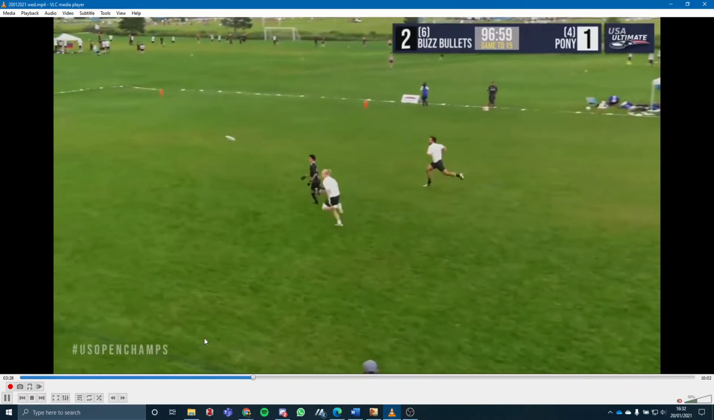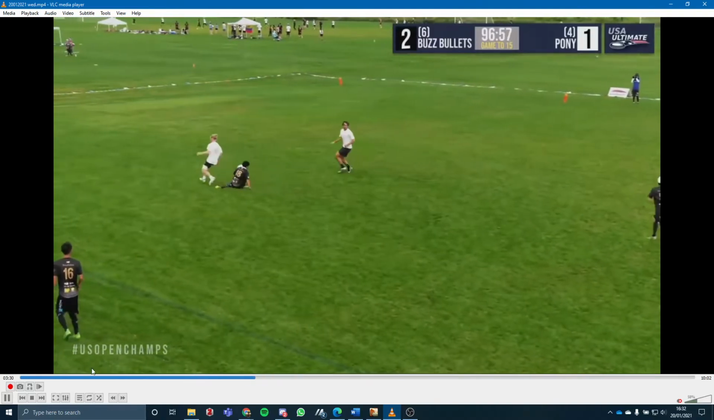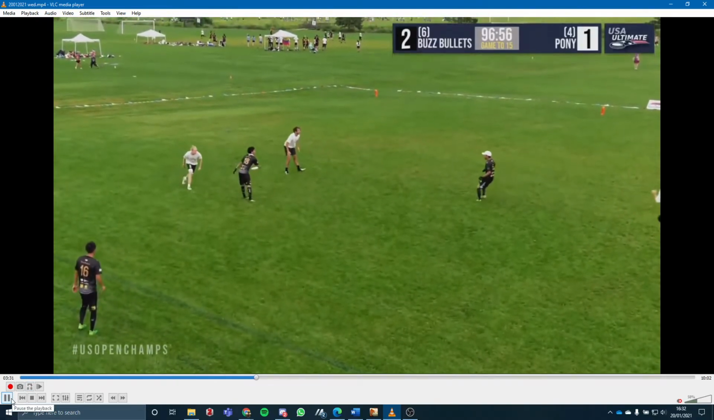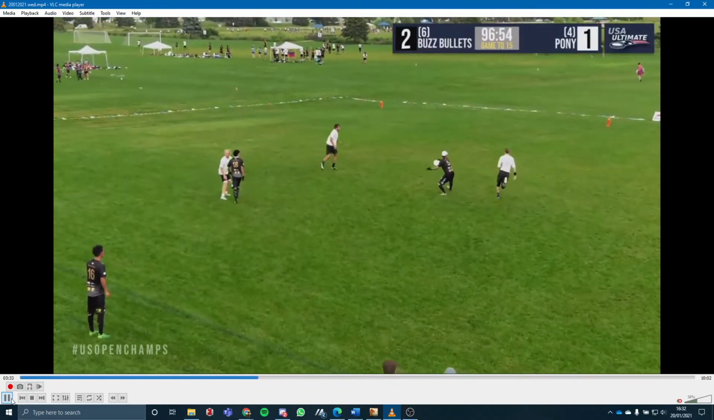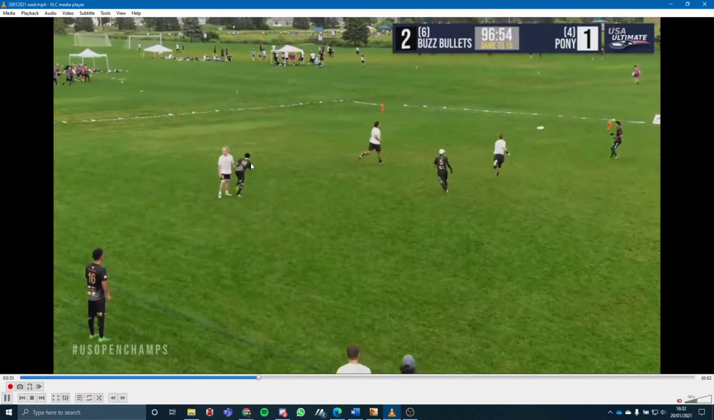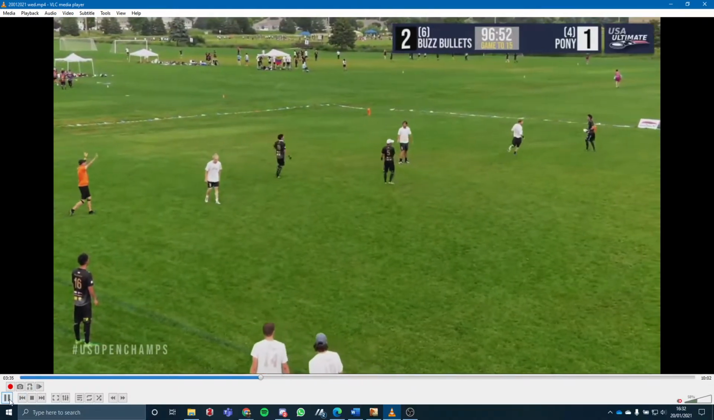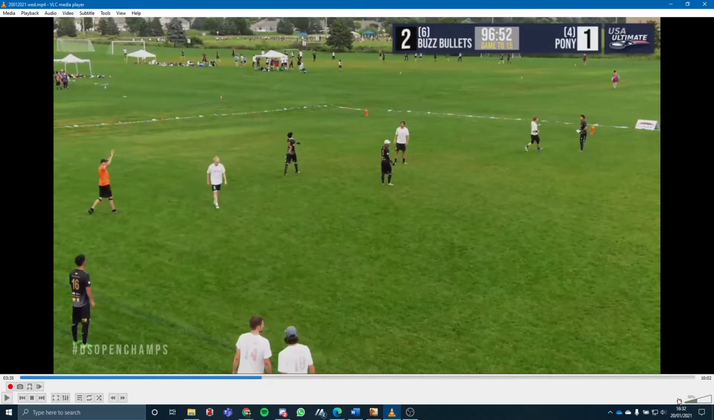Right. So as he did call a travel, does anybody know what happens next? So these people realise a travel was called and kind of stop. Where should the disc end up? Redford says it goes back to him. What does anybody else think?